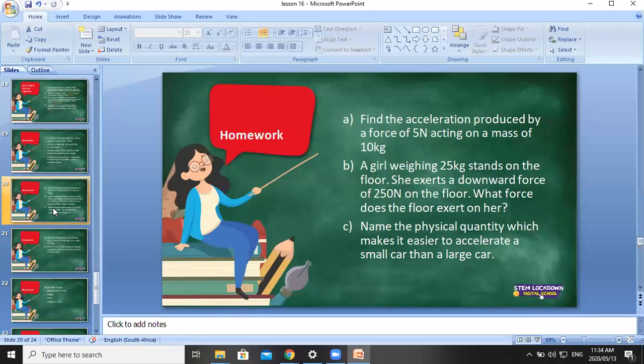Name the physical quantity which makes it easier to accelerate a small car than a large car.